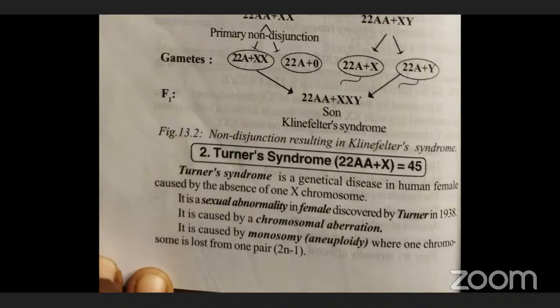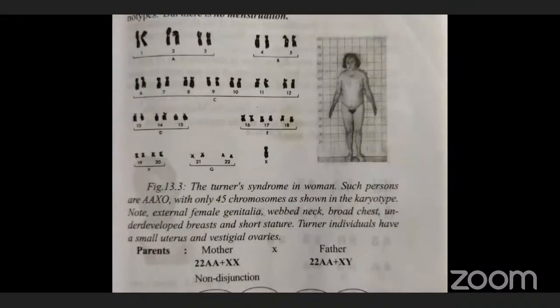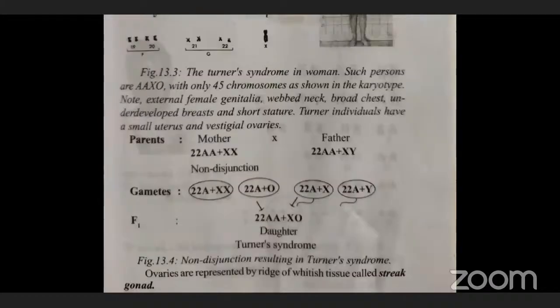So in Turner syndrome, what will happen is 22AA plus XO will be there. 45 chromosomes instead of 46 chromosomes. The abnormality is due to 45 chromosomes instead of 46. The missing chromosome is an X chromosome. Hence the chromosomal makeup is 22AA plus XO, equal to 45 chromosomes.